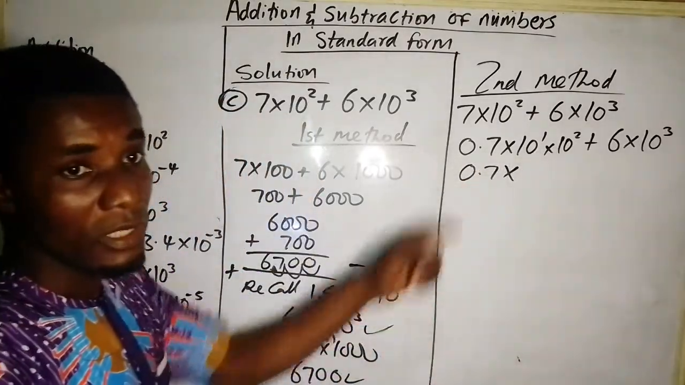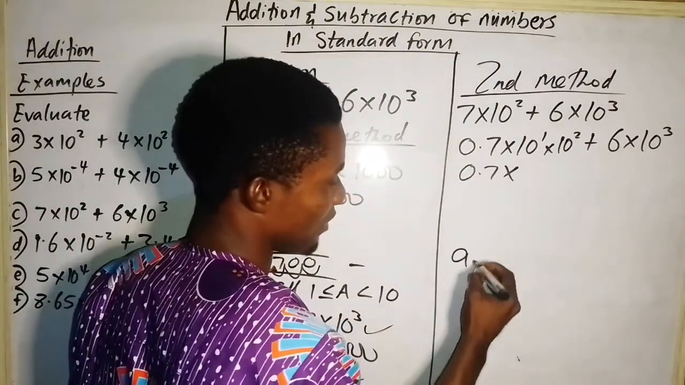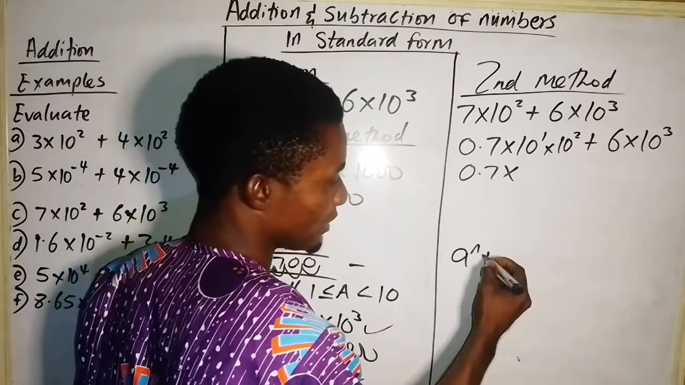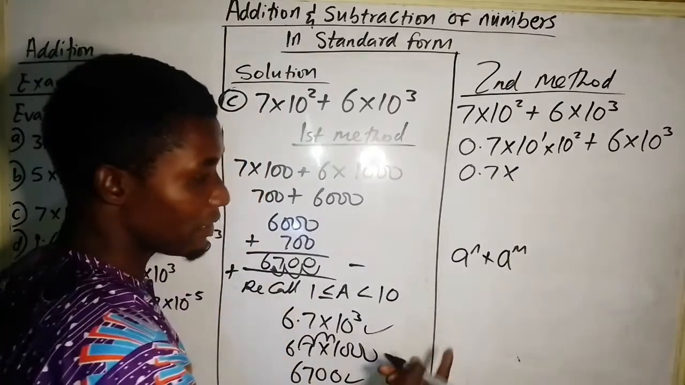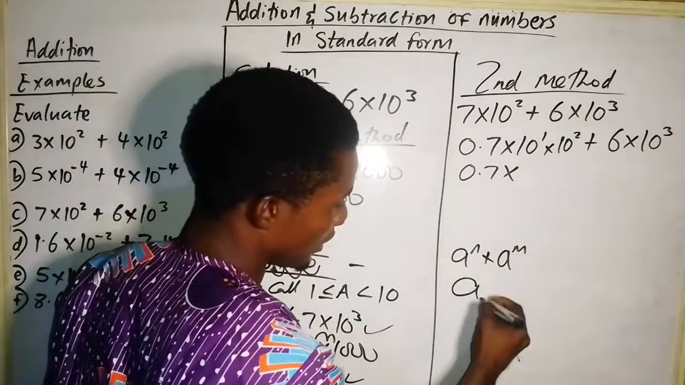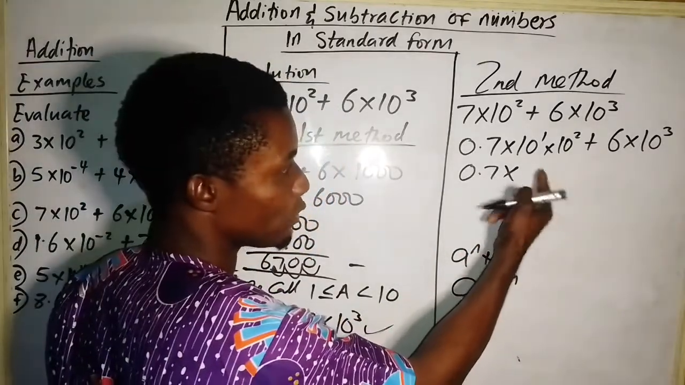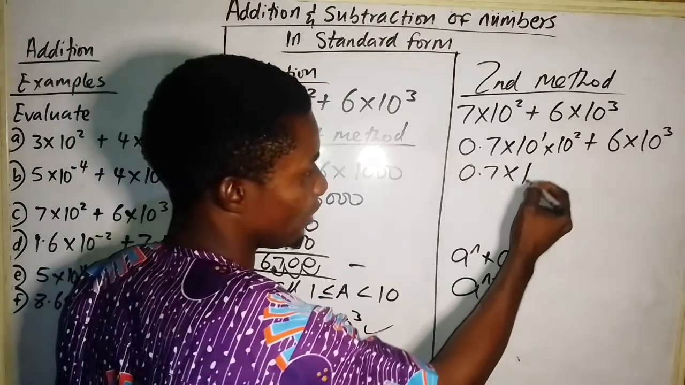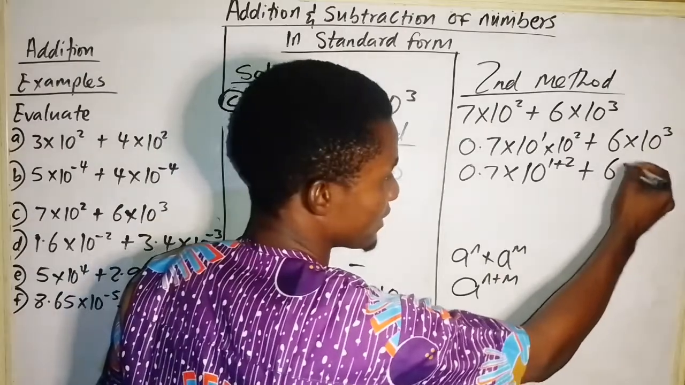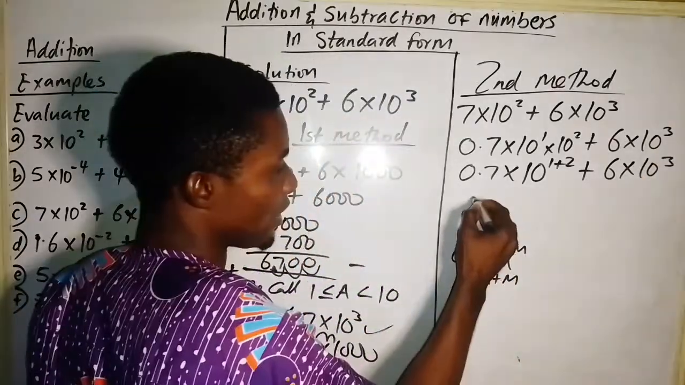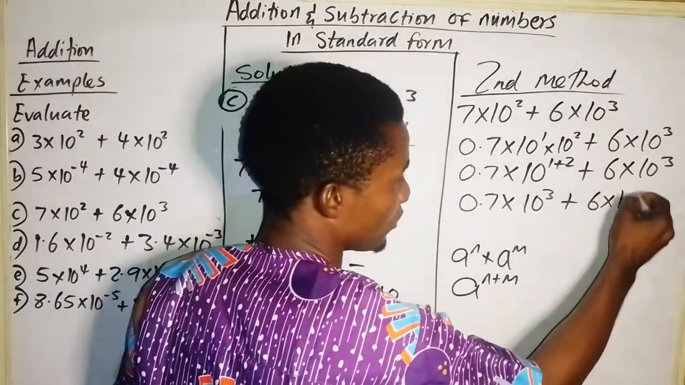Now we need to apply our multiplication rule in indices. And what does the multiplication rule say? It says that when you're having a base with exponent m times another base with exponent n, they are both having the same base but different exponents, your exponent will be equal to m plus n. So that's what we're going to do here as well. Since they're having the same base, then we are going to have 10 raised to power 1 plus 2, plus 6 times 10 raised to power 3. So we are having 0.7 times 10 raised to power 3 plus 6 times 10 raised to power 3.